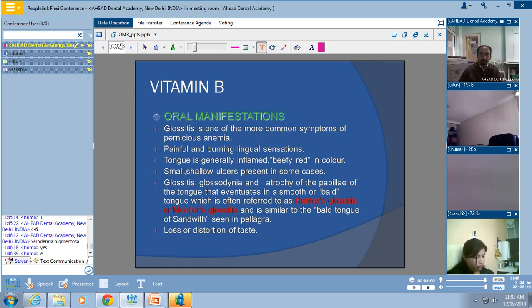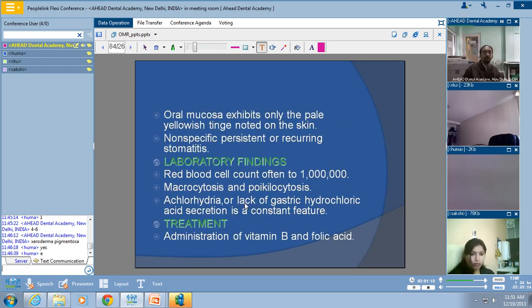Now this is what happens. Oral mucosa exhibits only a pale yellowish tint, and regarding administration, I think there is no need for me to say that we generally give vitamin B and folic acid hand in hand or together to these patients. Is it clear?